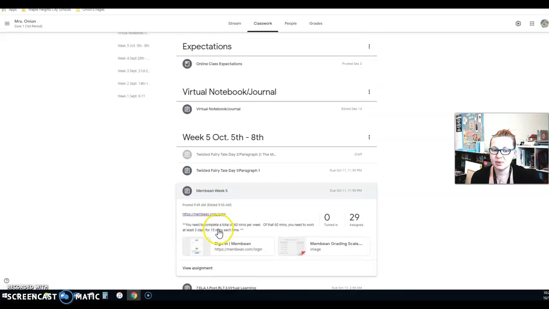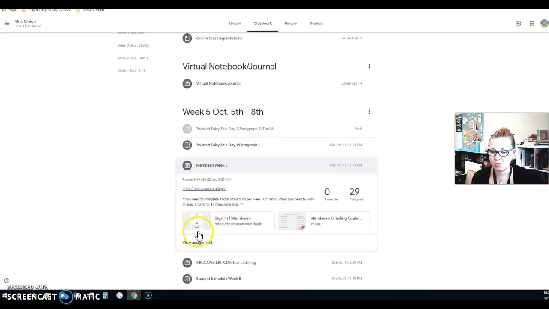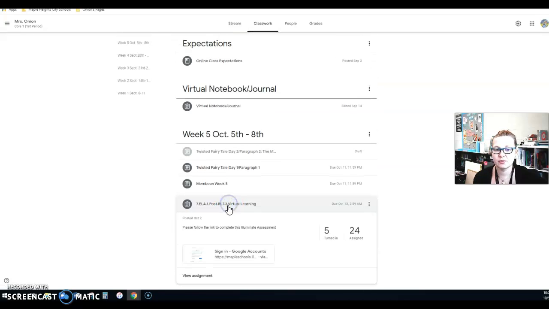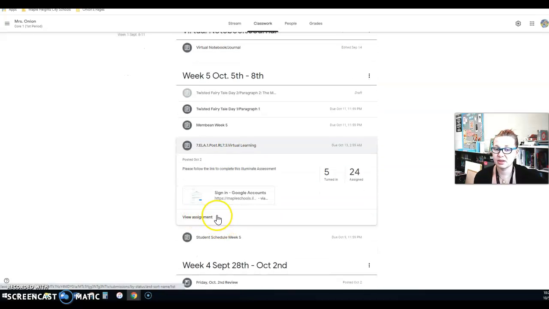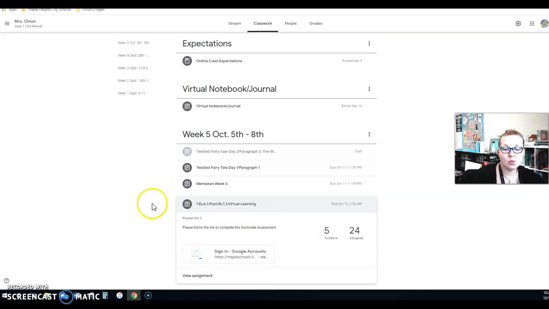Do not forget Membean Week 5. That is an hour's worth of attendance for you every week, plus 10 points. Please make sure you get that done. And don't forget that this needs to be finished by Friday, our assessment for theme and plot. If you have any questions, 1:30 to 2:30 is my help time. If you need something outside of those hours, please reach out to me so we can make something work.